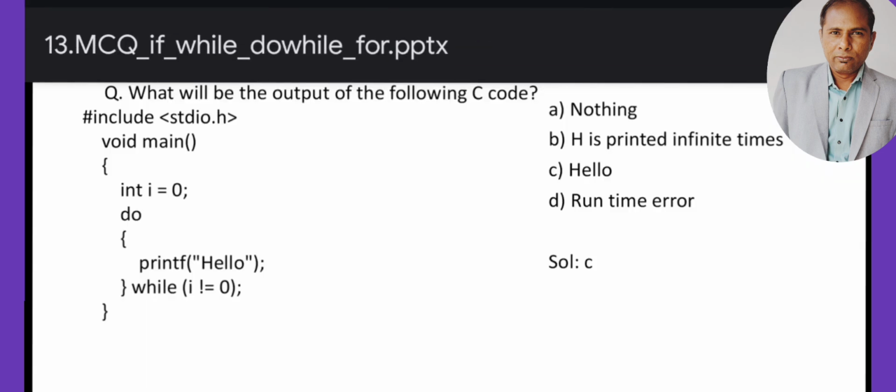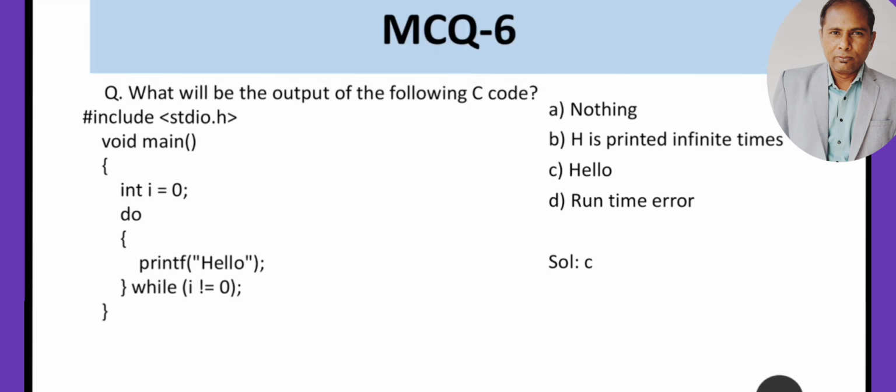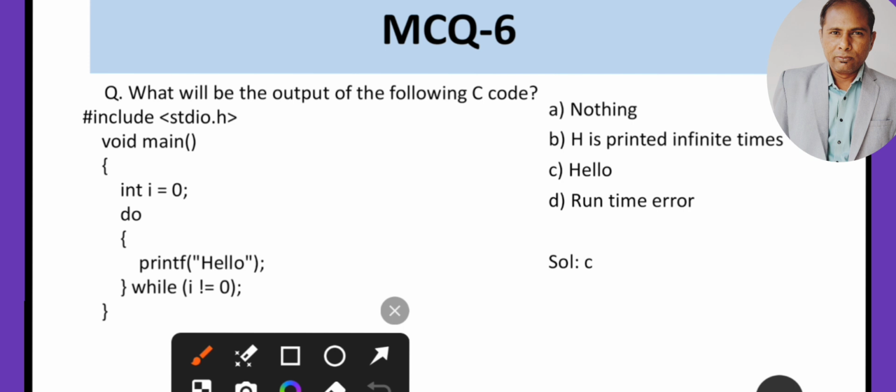Now if we talk about question number 6, we are taking i is equal to 0. We are using the do while loop. We are printing hello, but while i is not equal to 0, and here i is 0. In case of the do while loop, at least one time it will be executed. So one time hello will be printed in this case. So hello is the correct answer for this question.